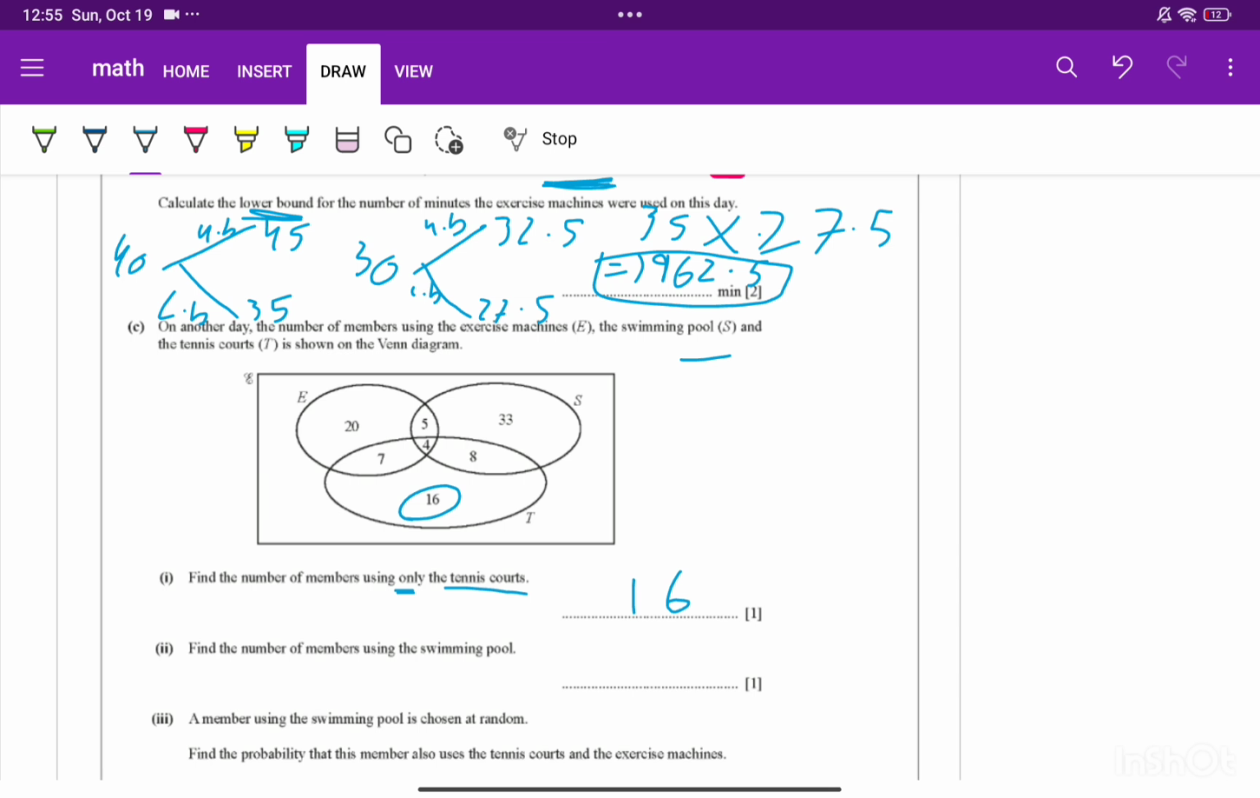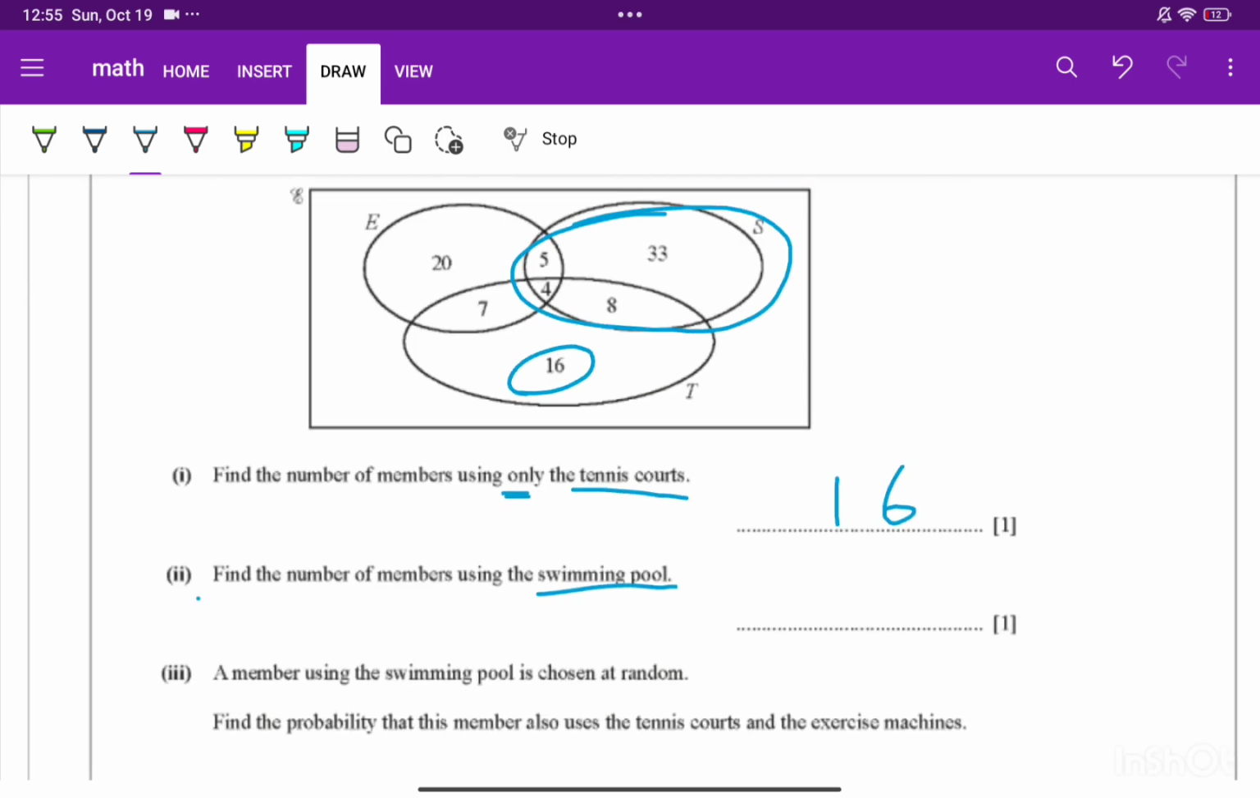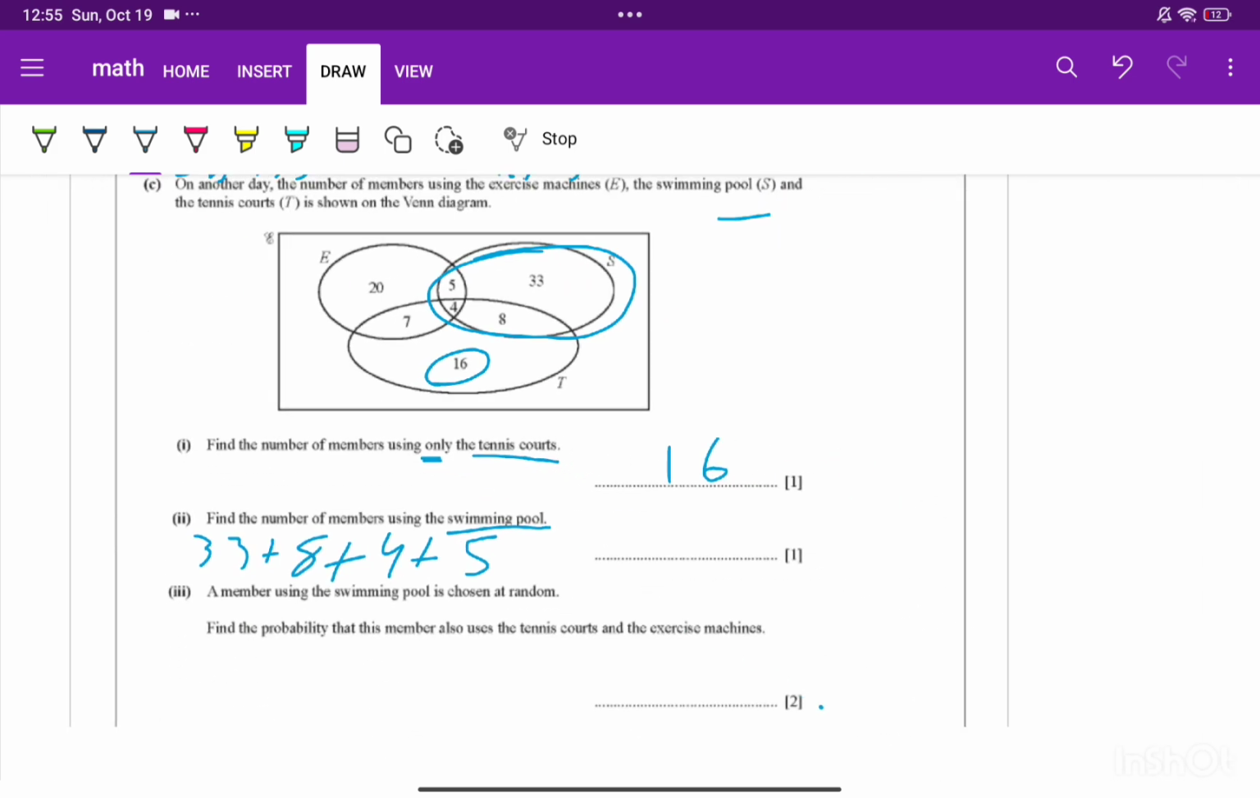Find the number of members using the swimming pool. Okay, the swimming pool, so the members in this region, so it will be 33 plus 8 plus 4 plus 5. So the answer will be 50.